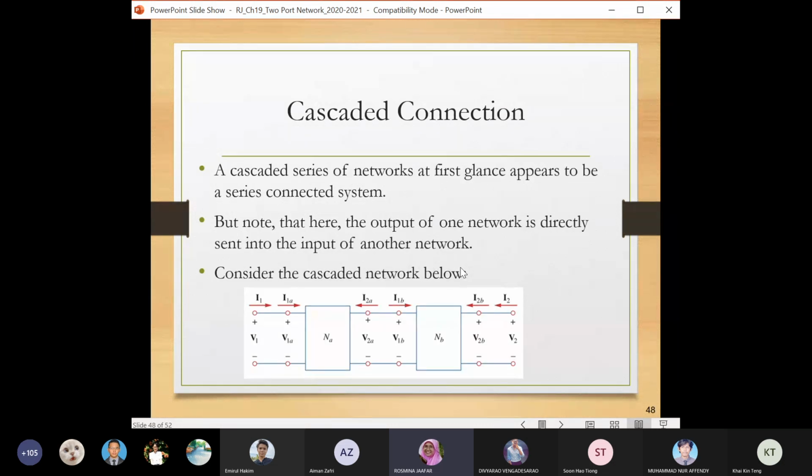Okay, now a cascade. A cascade series of networks at first glance appears to be a series connected system. But note that here, the output of one network is directly sent into the input of another network. So you can see here, A and B. So this is considered a cascade. It's not a series connection. And here you will have I2 enter, but I2 at the same time becomes the input current, and voltage V2 is actually voltage into the second network. So in other words, cascade is overlapping of series and parallel.